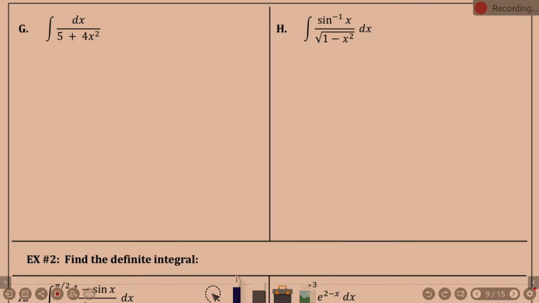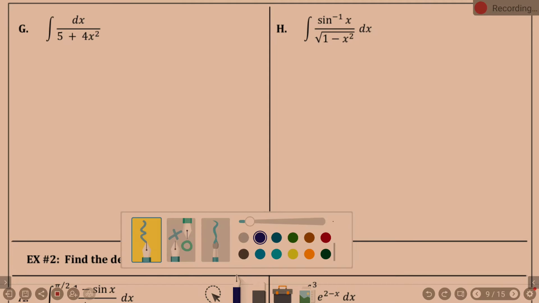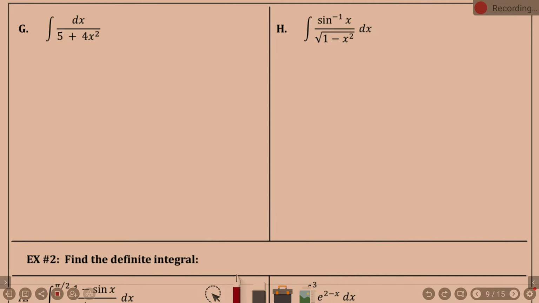Thoughts? I'm going the route of u. Do we see it? The bottom part? The 1 minus x squared.